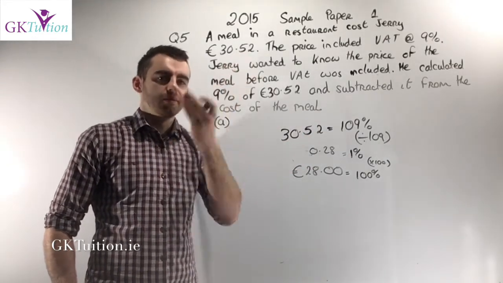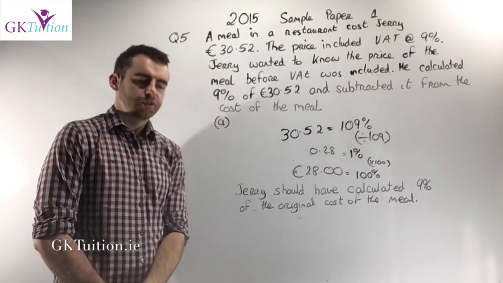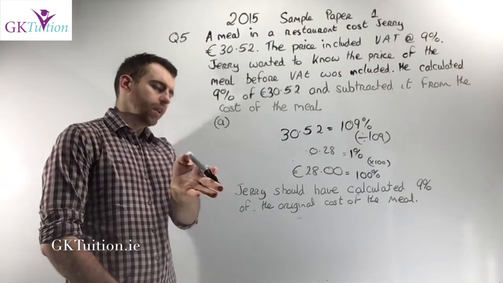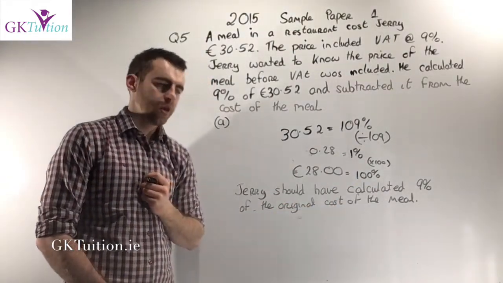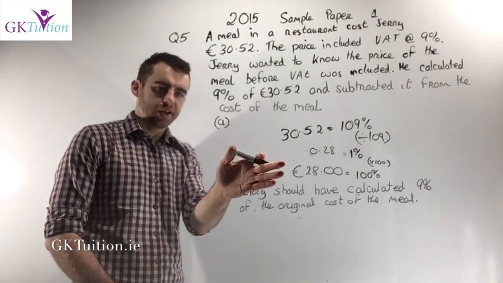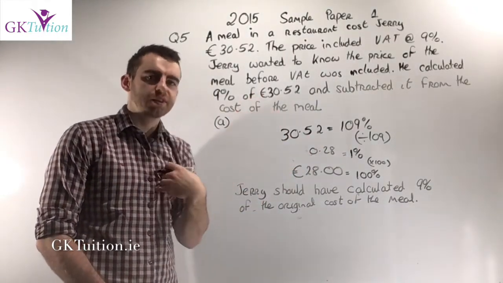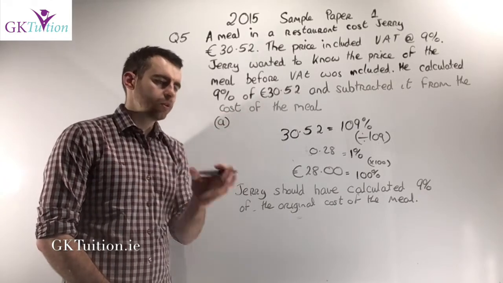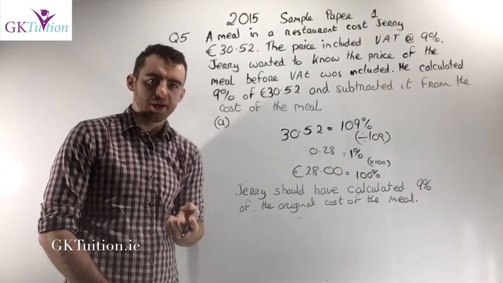9% of €30.52 is not the same as 9% of €28. So just to ensure you're getting the marks, I would say that Jerry should have calculated 9% of the original cost of the meal. The original cost of the meal was €28. He needed 9% of this figure, not 9% of the figure once VAT had been included. And once we have this bit of maths done, it makes life a lot easier to do part B.